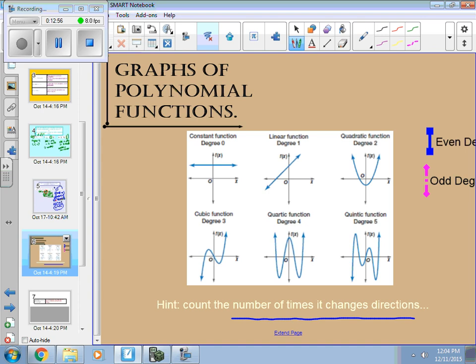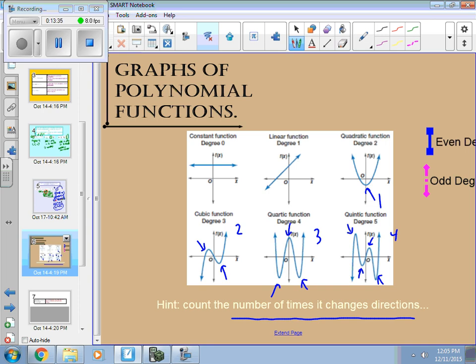How many times do these graphs change direction? Well, the first two don't. Let's look at the degree 2 one. How many times does this change direction? One time, right here. How many times does this one change direction? Once there, so 2 changes of direction. This one has 1, 2, 3 changes of direction. This one, 1, 2, 3, 4 changes of direction. So what do you notice about the changes of direction compared to the degree? The degree is always going to be 1 more than the number of changes of direction.